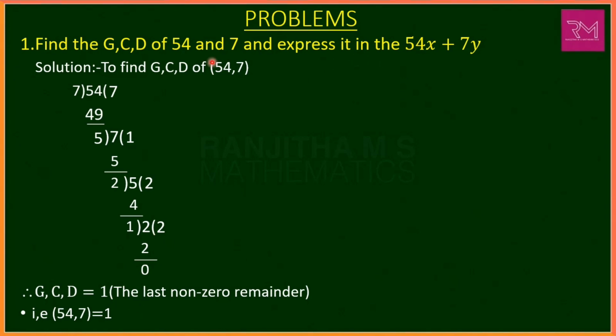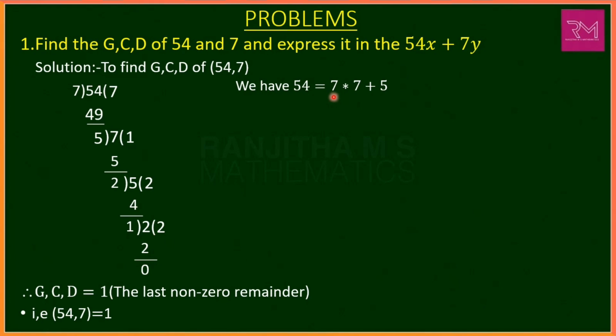Also, we have to express this GCD of 54 and 7 in the form of 54x plus 7y. So to continue this procedure, we have to continue this Euclidean algorithm procedure. That means with the help of the division algorithm, dividend is equal to divisor into quotient plus remainder. So for this division method, 54 is a dividend, 7 is a divisor and 7 is a quotient. So we can take it as 54 equal to 7 into 7 plus 5.